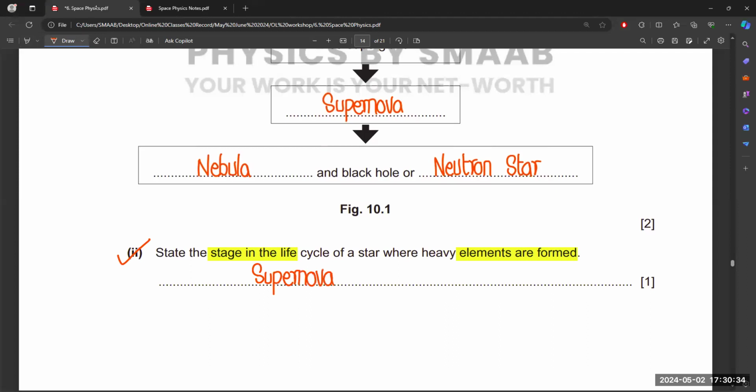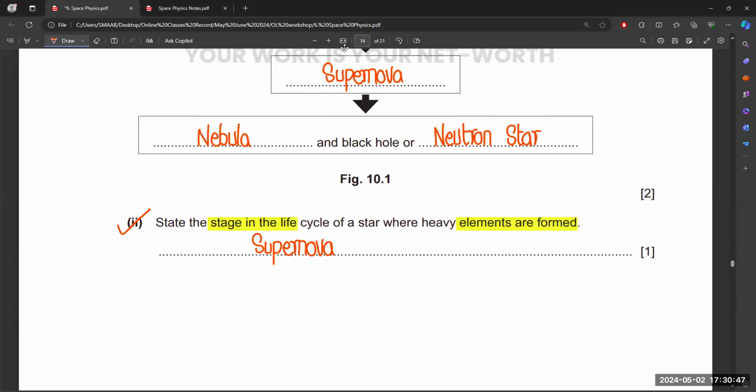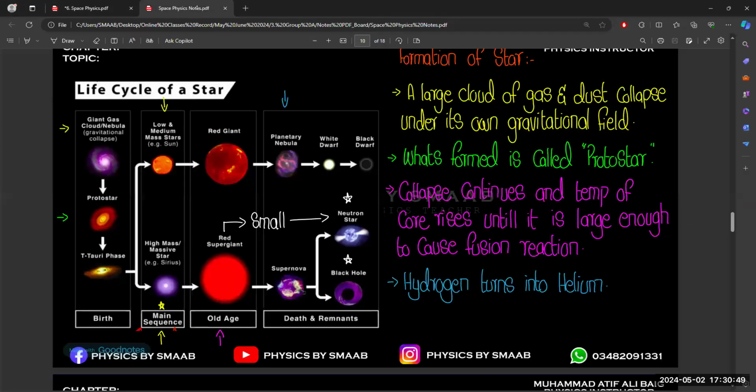In some other paper, they also ask about the same part, but in a different way. They ask, when we again have dust particles and gas particles, what is the stage of that star? So that is also called supernova, because it consists of heavy elements.